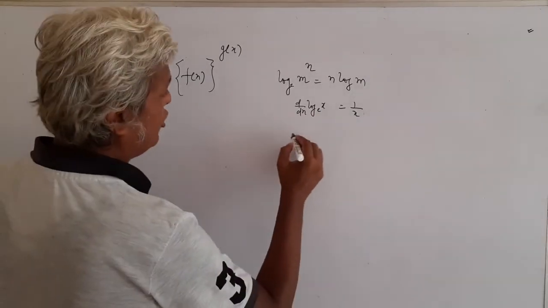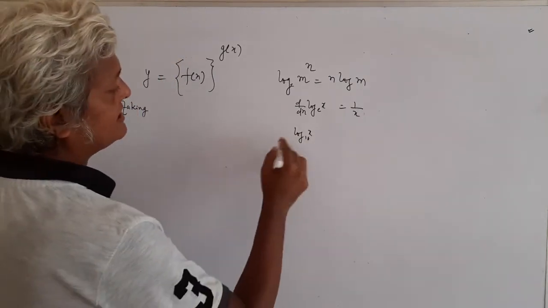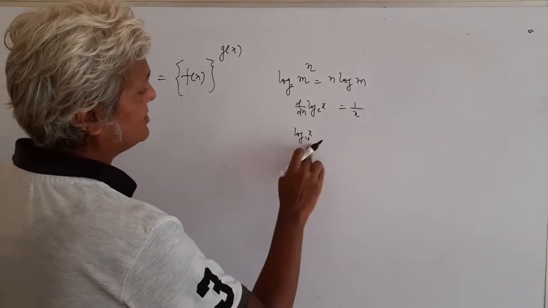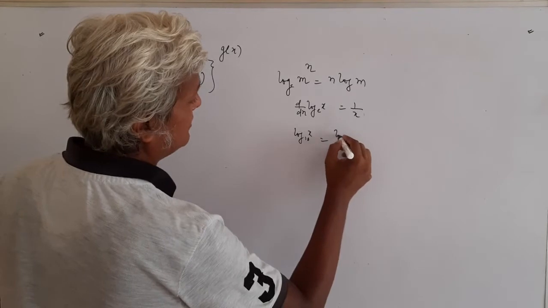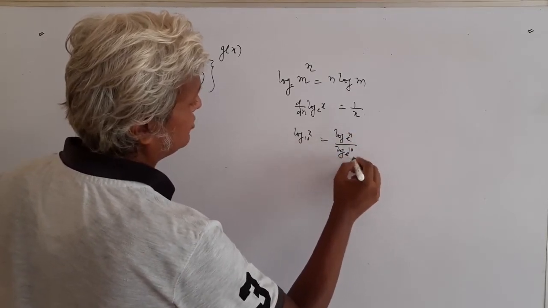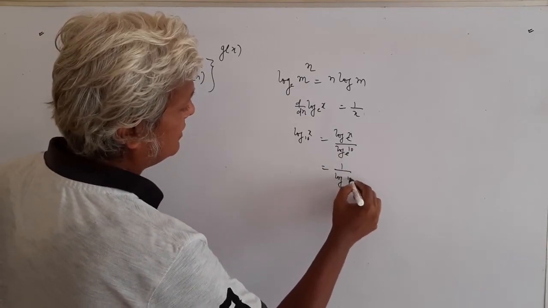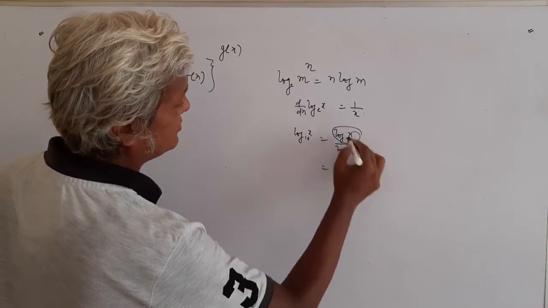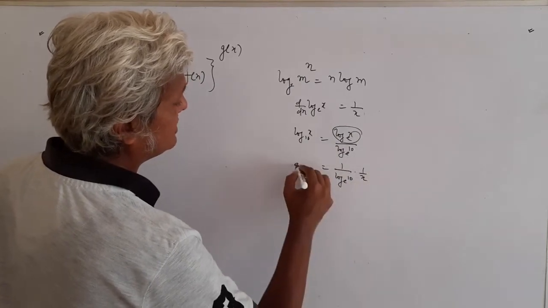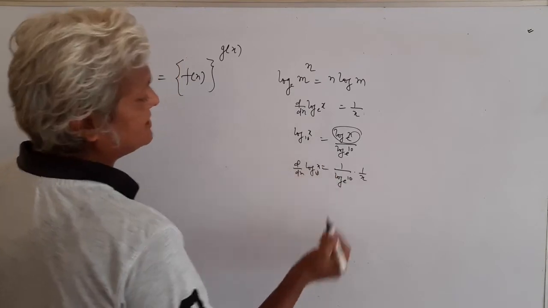Suppose I have log x to the base 10 and we have to find its differentiation. We can't find it directly, we have to change the base first. How? This becomes log x to the base e over log 10 to the base e. Log 10 to the base e is a constant, so it's 1 over log 10 to the base e, and the differentiation of log x is 1 by x. So this is d by dx of log x to the base 10.